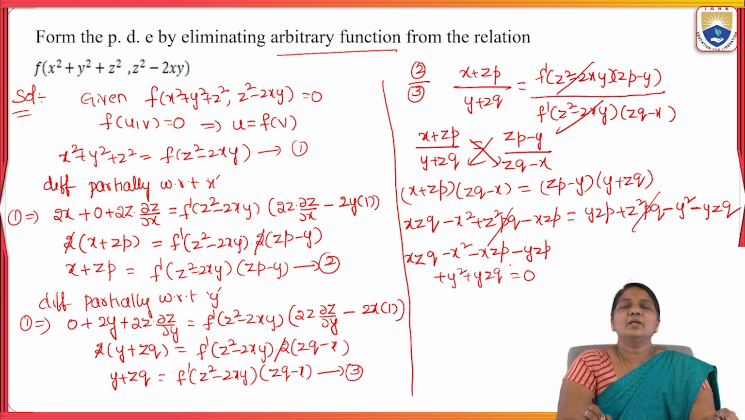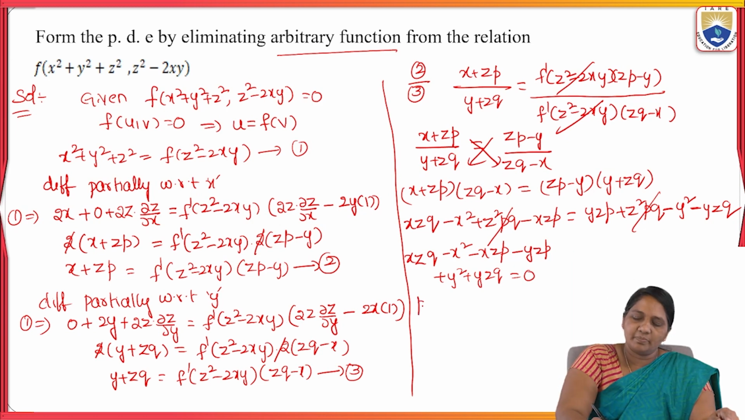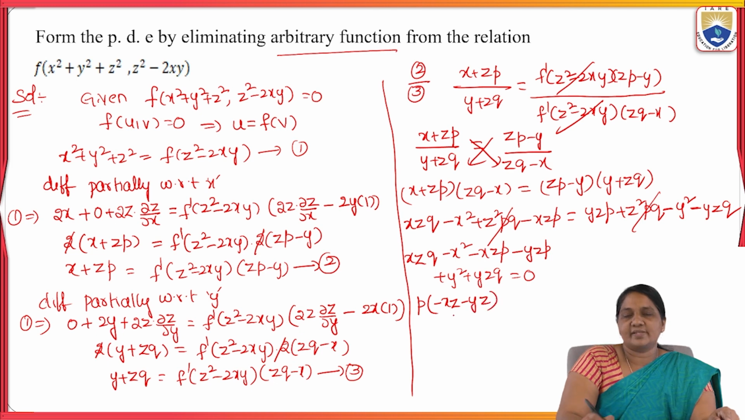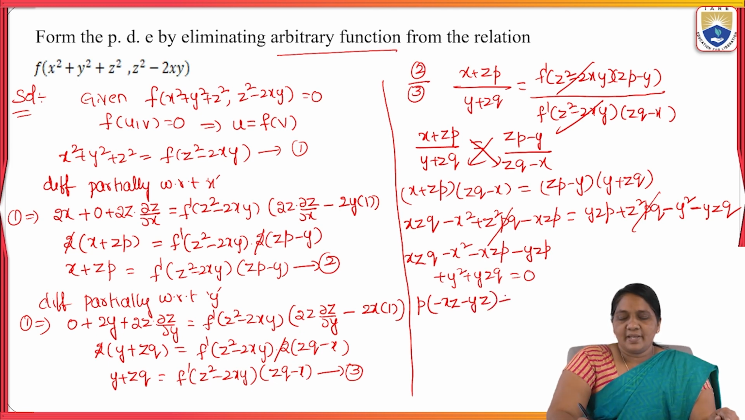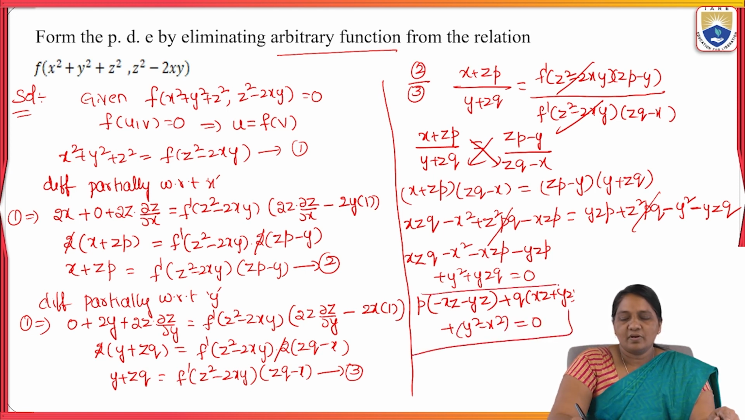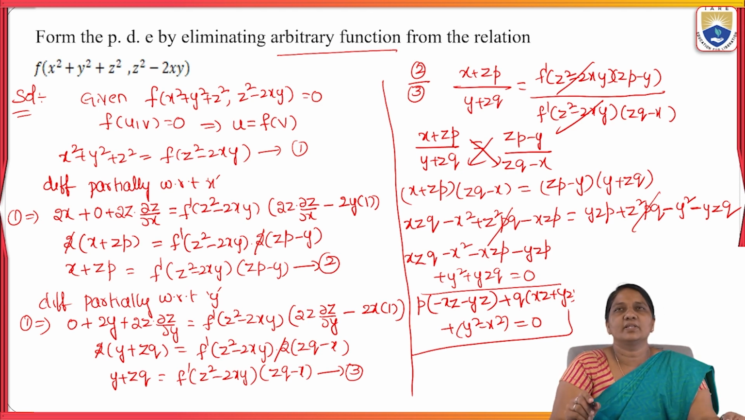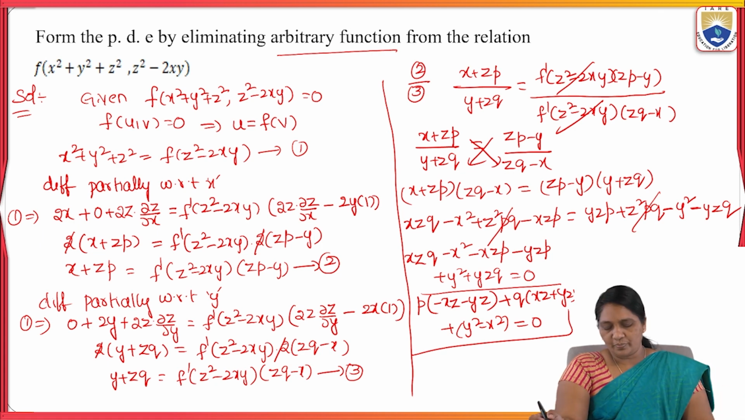Now I am taking the p common and q common here. First take the p common. So here minus xz minus yz plus, take the q common, xz plus yz plus here y square minus x square equal to 0. So this is the final PDE by eliminating the arbitrary function in this equation. Is it clear? Okay, I hope you understand this.